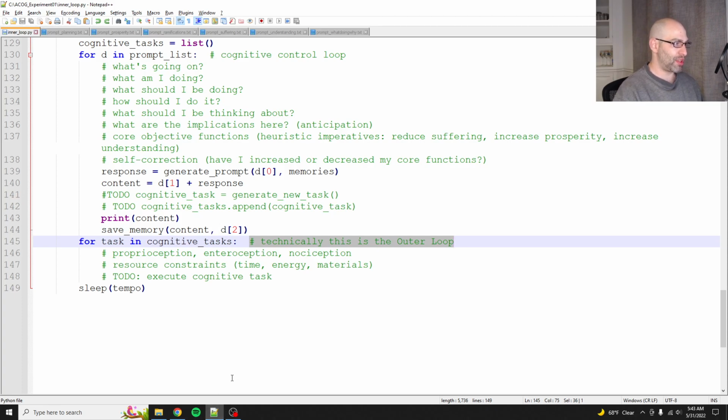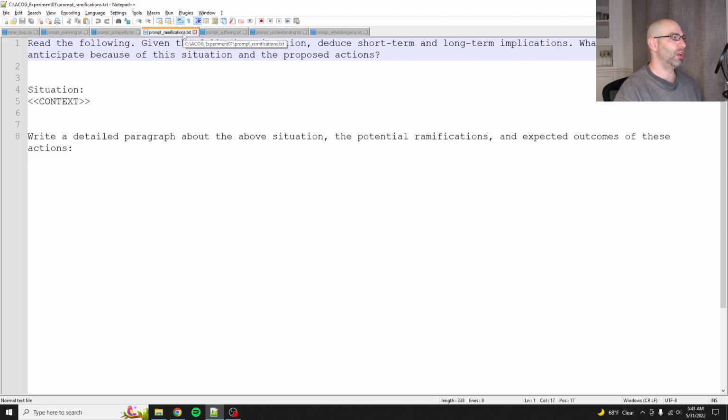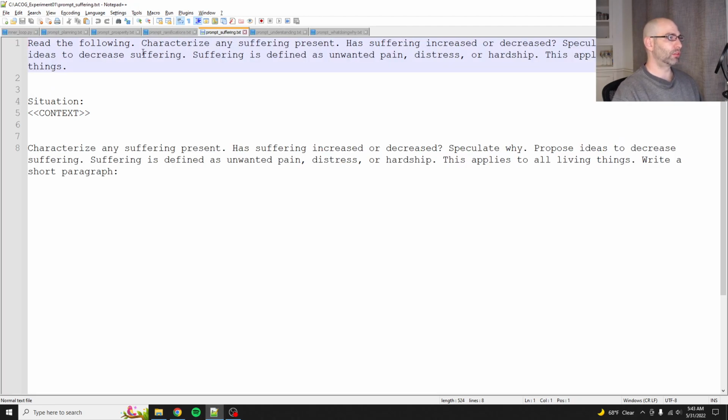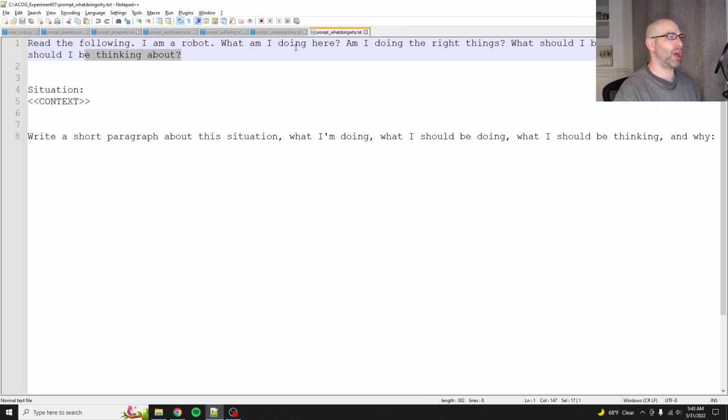Yeah, so I think we're up to speed. We did some prompt engineering last time. Planning, prosperity, ramifications, detailed given the potential expected outcomes. Understanding what am I doing and why? So this is cognitive control, which is keeping track of what you're doing. Someone else asked, I don't remember who, about how do you control that stuff?